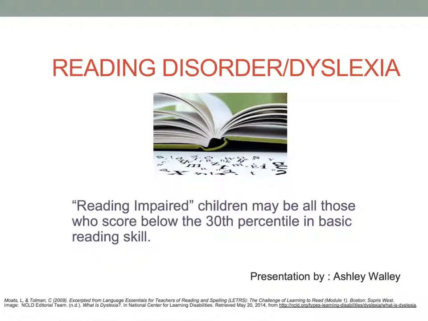Okay, so my name is Ashley, and I did my research on reading disabilities. A student, according to the National Center for Learning Disabilities, who is considered to be reading impaired is a student who scores below the 30th percentile in basic reading. I thought that was just an important fact to know.